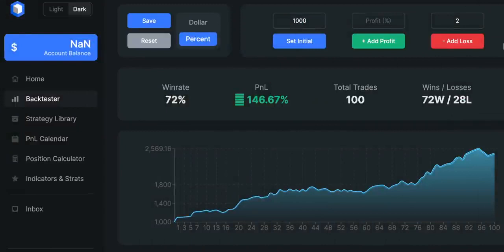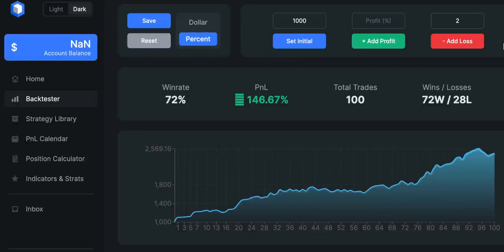Okay, so I finally finished my backtesting, and as we can see, the results are quite impressive. Our win rate is 72%, which is really high. We also gained 146.67% on our account after 100 trades. But this is only the backtesting phase. These numbers will be different when trading live.